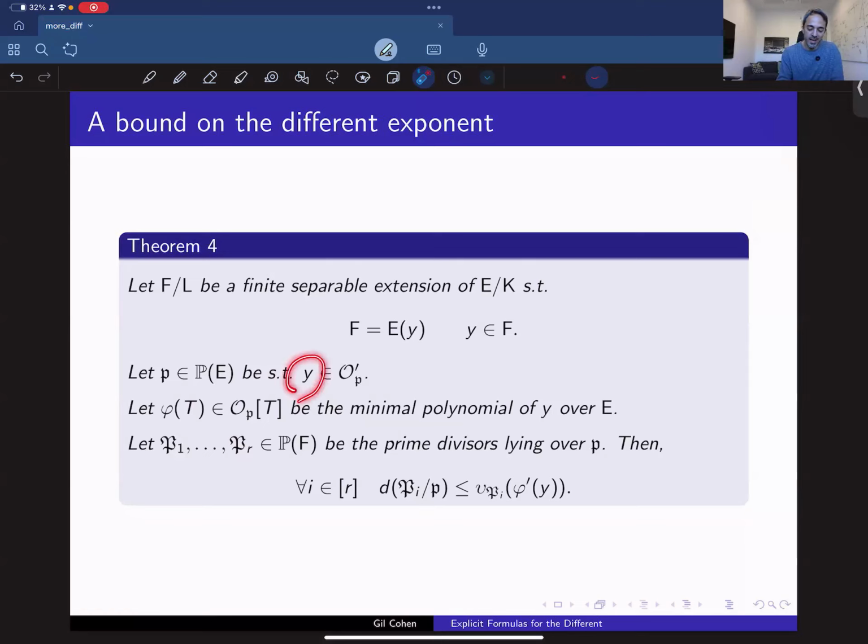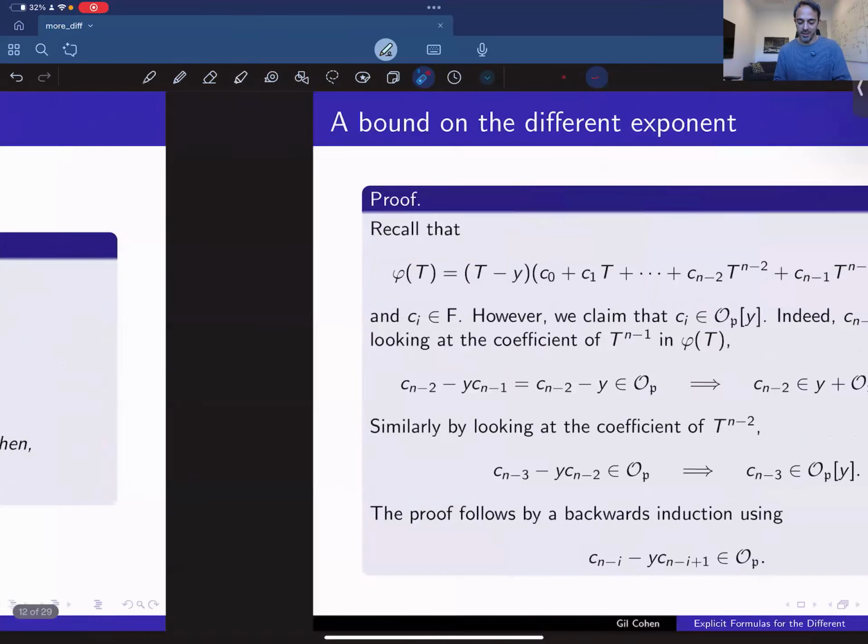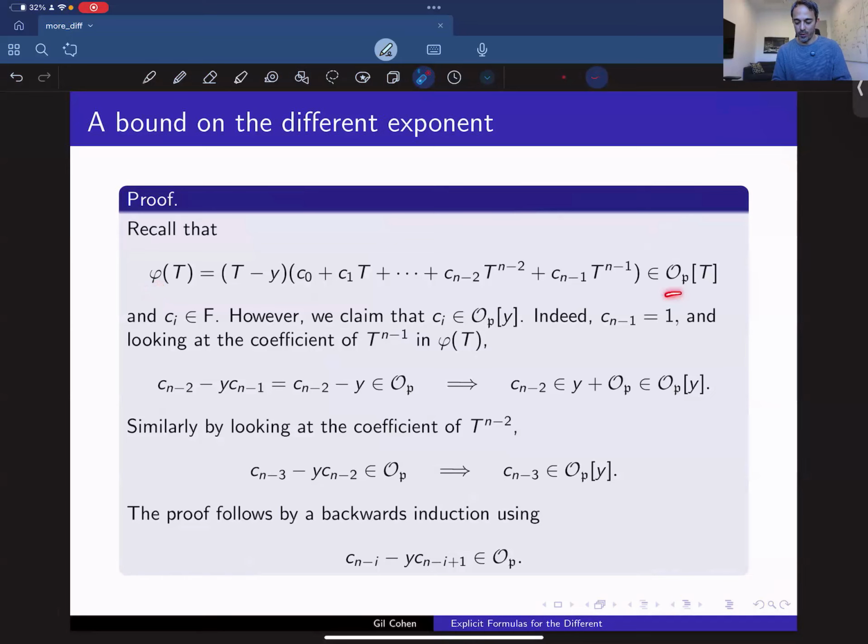Integrality means that there is a monic polynomial that vanishes at y, for which the coefficients come from the base ring, OP in our case. But we proved at some point that the minimal polynomial will always witness that. So you don't have to look for another polynomial. You can, but you don't have to. The minimal polynomial will have this property that its coefficients come from the base ring. So the fact that we know this means that phi of t is over OP.